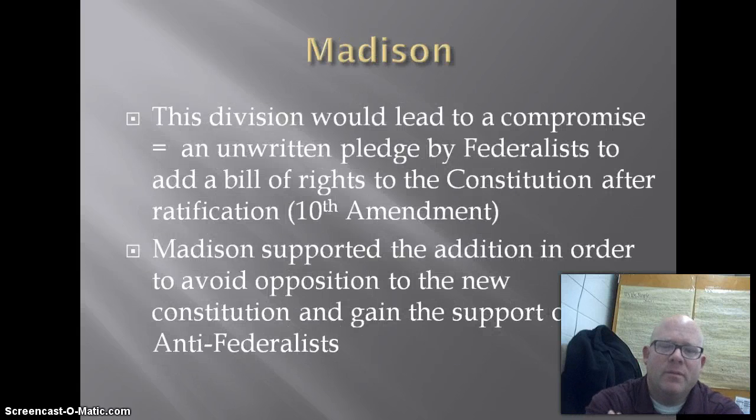He was supportive of the idea that the Constitution would be imperfect without the inclusion of a Bill of Rights. This division and discussion would eventually lead to compromise, and an unwritten pledge was made by the Federalists to those anti-Federalists and those members that were nervous about not having a protection of rights included. They agreed to have a Bill of Rights added to the Constitution, or amended, once it was ratified, and eventually these became the first 10 amendments of the Constitution, the Bill of Rights. Madison did support the addition of the Bill of Rights, mainly because he wanted to gain the support of the Anti-Federalists. Many of these Anti-Federalists from the South were going to basically become a tipping point in the adoption of the Constitution.